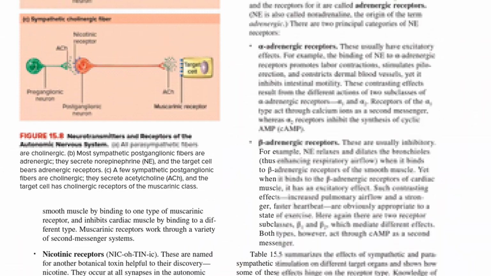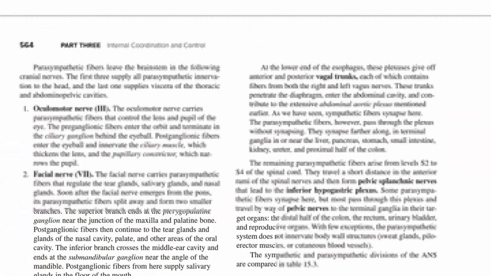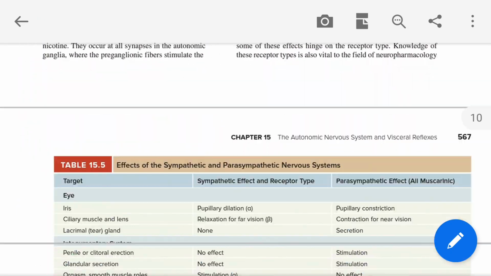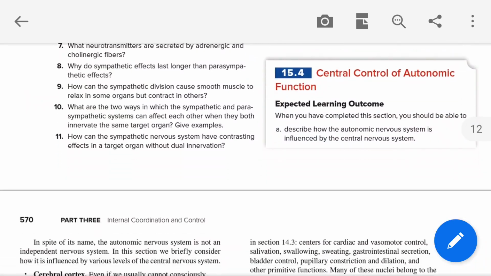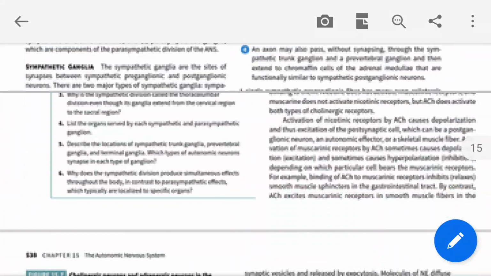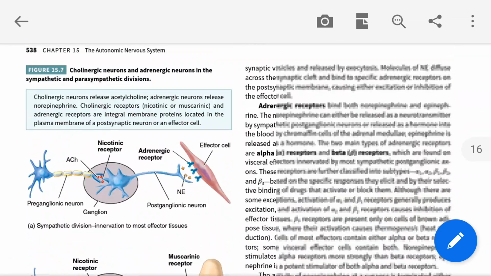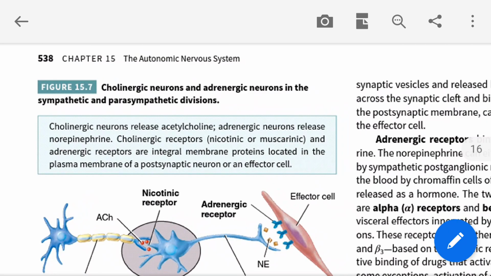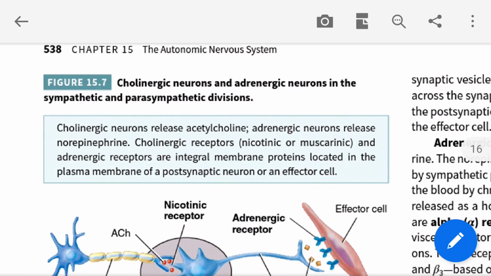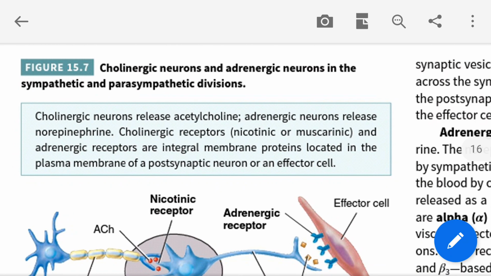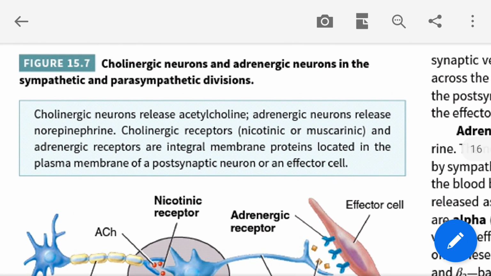Now we have completed all the discussion of the theory points, but a few more things I would like to discuss with you. Now we are discussing the neurotransmitters and receptors of the sympathetic and parasympathetic divisions of the autonomic nervous system.